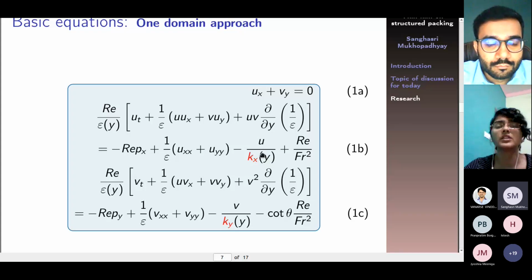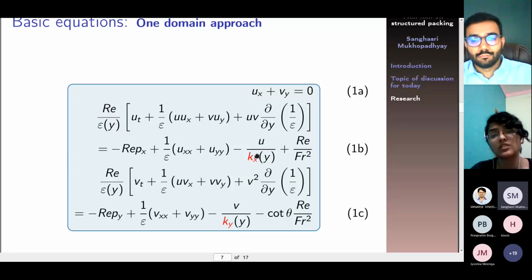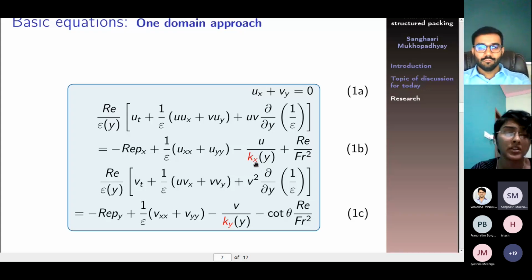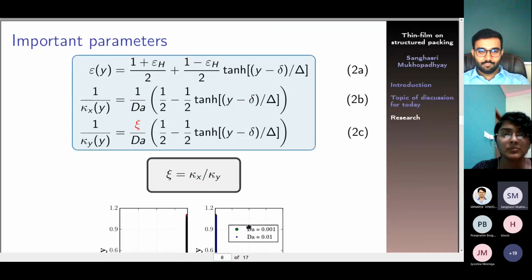So in that case, we have taken the permeability in two different directions: in the streamwise direction, we called it kappa x, and in the cross-stream direction, we called it kappa y, but both of them are functions of the cross-stream direction itself. And our fluid is driven by gravity itself, so that's why we have the terms including the gravitational force also. So some important parameters that I told you about are the definitions of the permeability and the porosity.